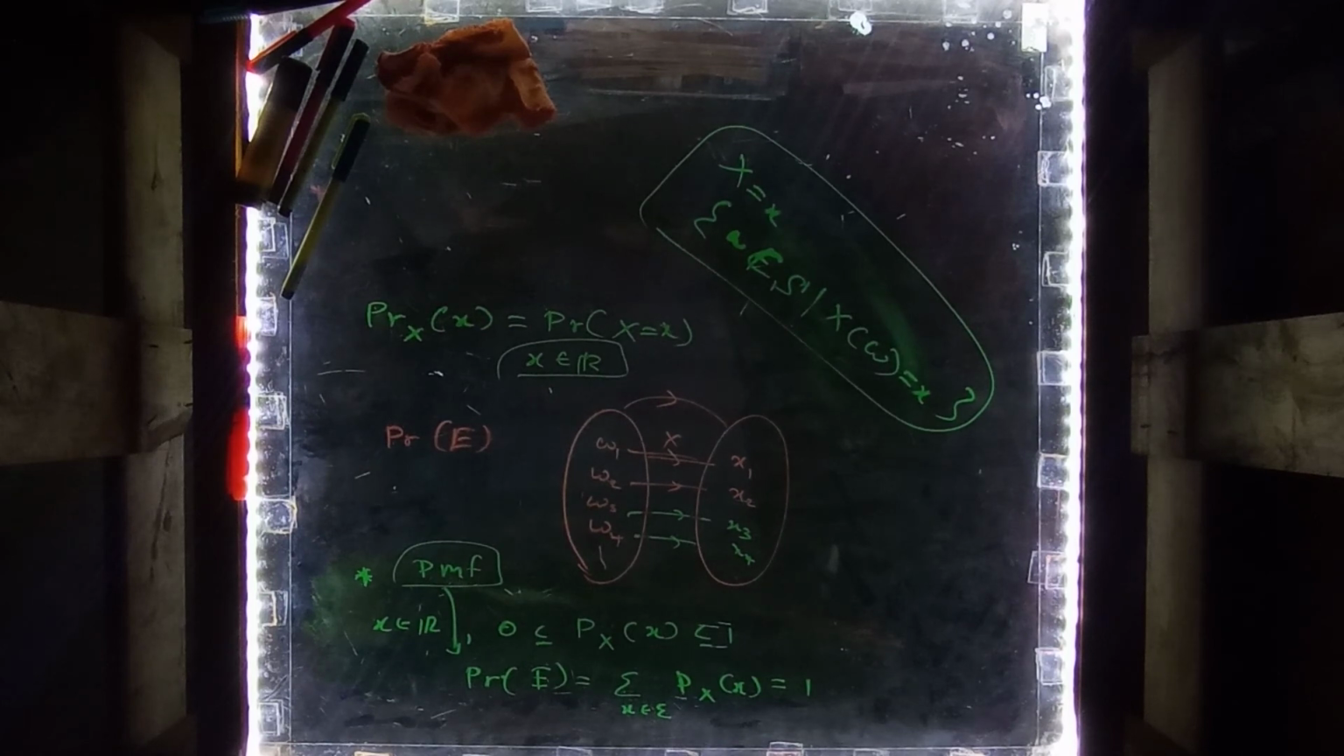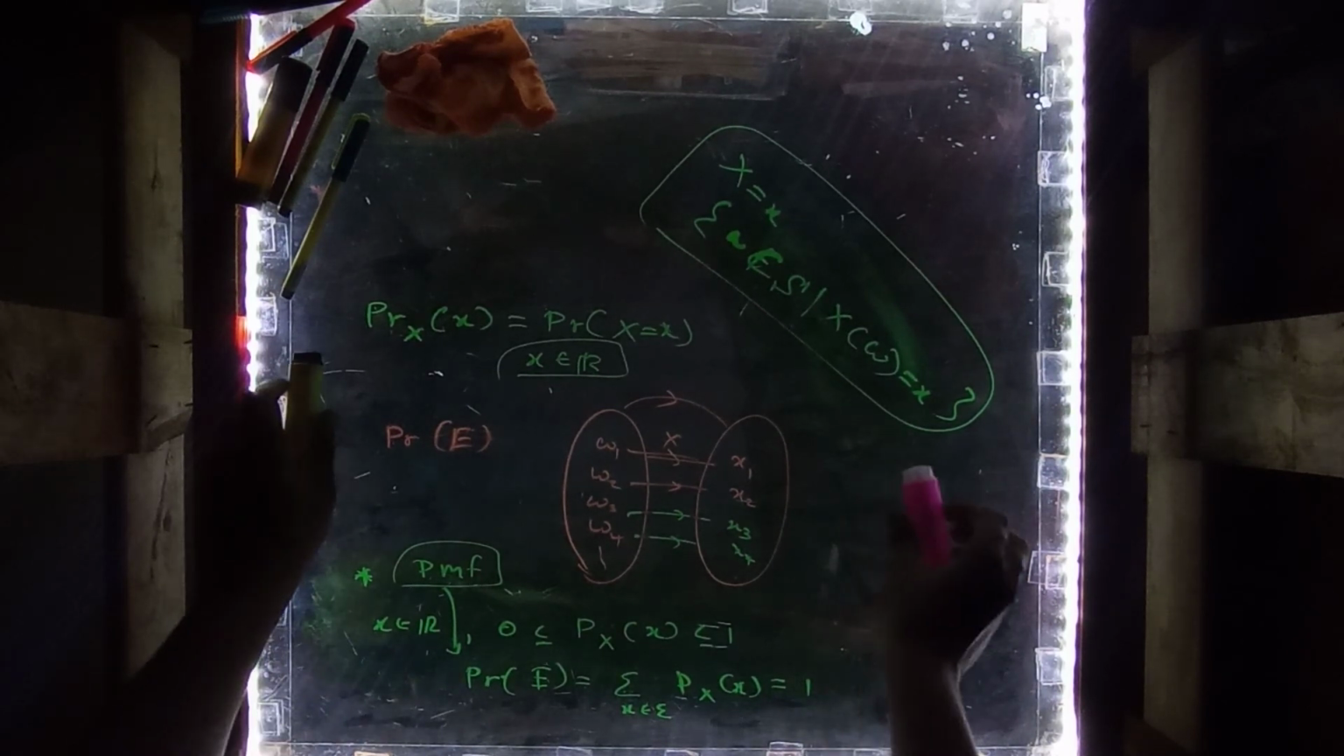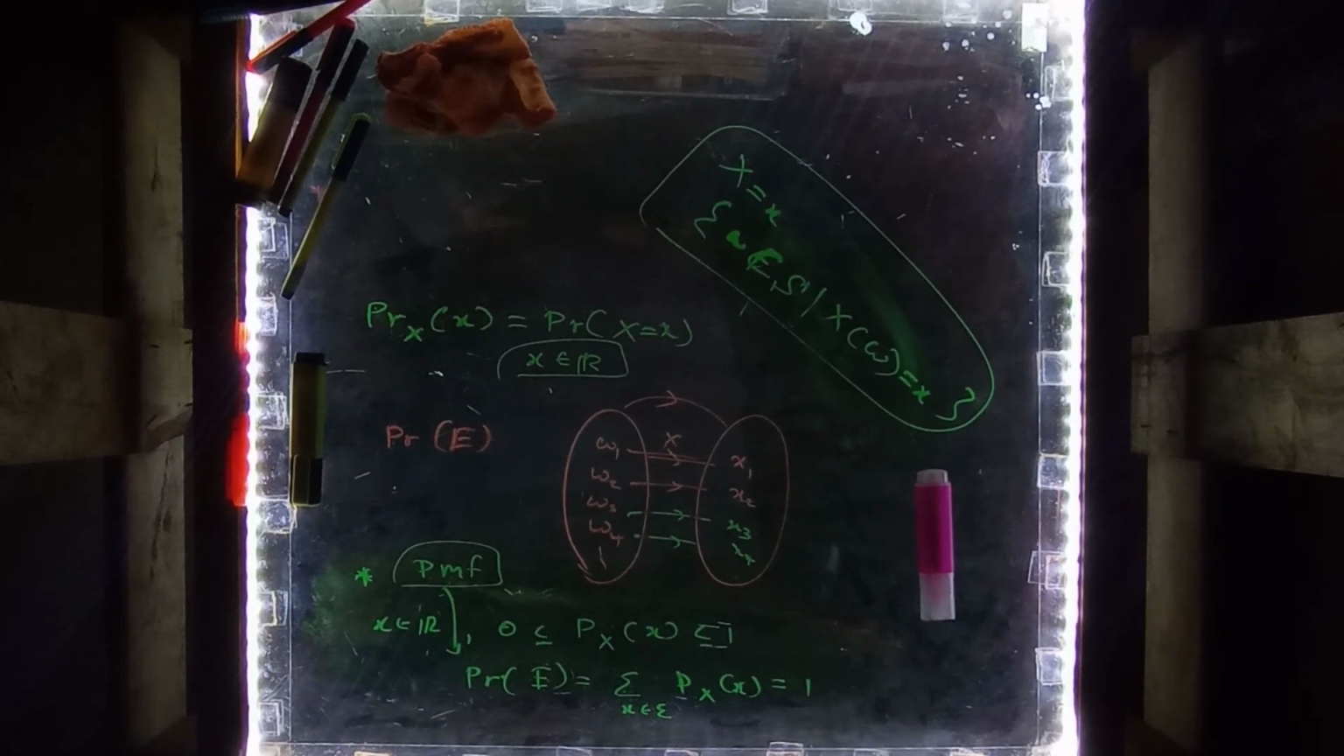If any function satisfies these two properties simultaneously, it means it can be introduced as a probability mass function. I'll give you some examples once I go through them all.